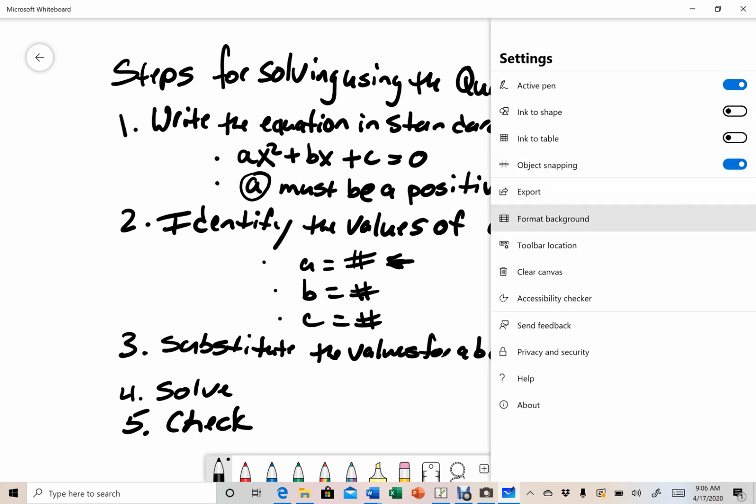Fairly easy, but sometimes time consuming. Okay, so don't freak out if this is taking a while to get done. Just take your time, walk through your steps. Okay, so first we're going to talk about how to identify the values. Let's say I have an equation 7x squared plus 3x minus 2 equals 0. This is already in standard form, so I don't need to do anything to it.